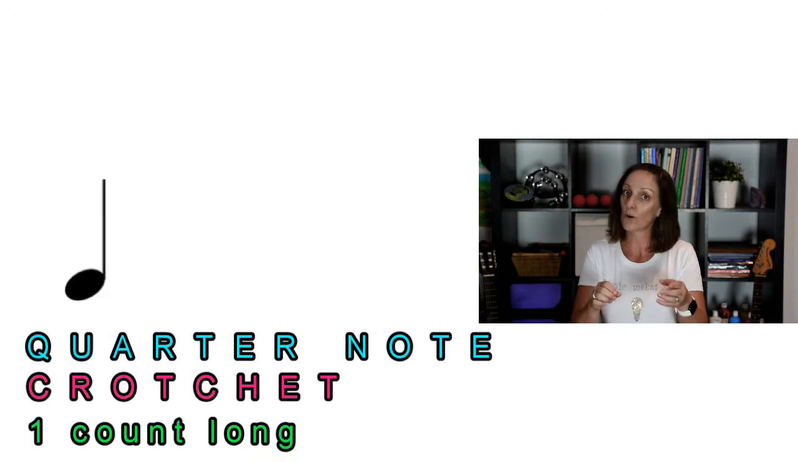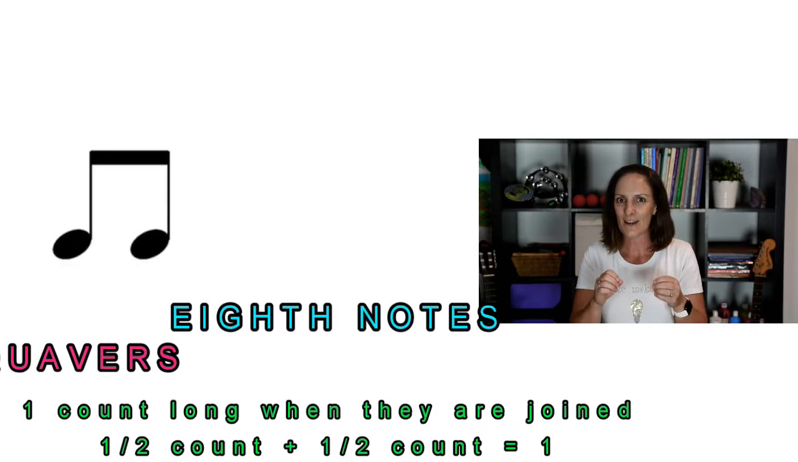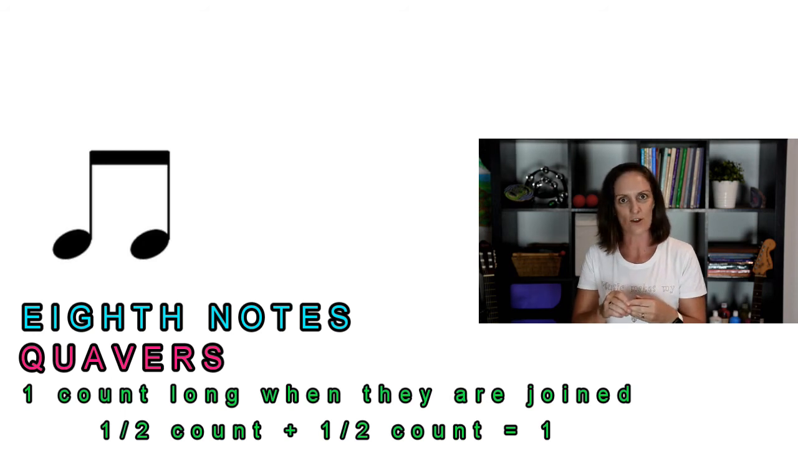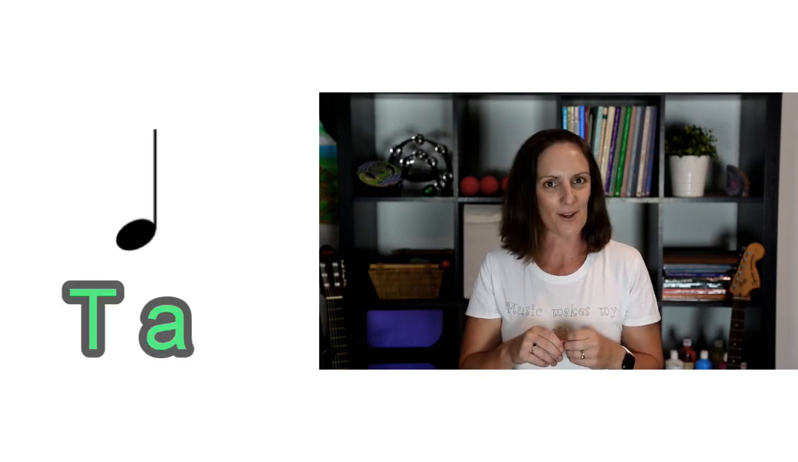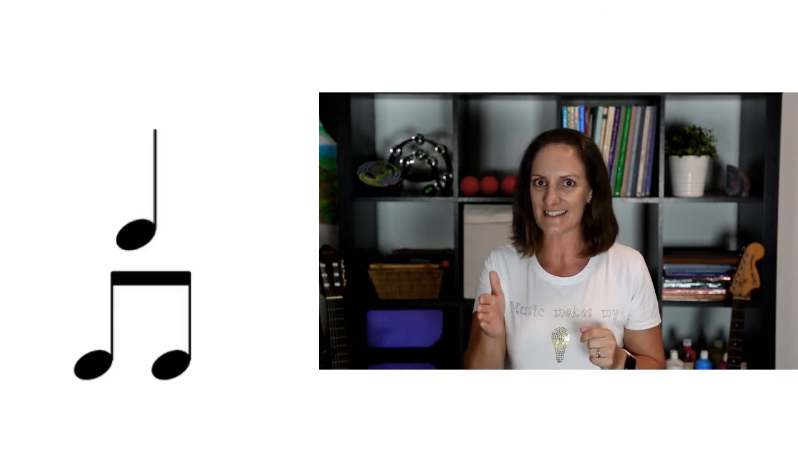Sometimes we like to use different words to help us remember the value of each note. We're going to look at crotchets, quarter notes, and quavers, 8th notes today. We like to say the word tar for a crotchet and the word TT for quavers. And we're going to try a few combinations of our tars and our TTs.